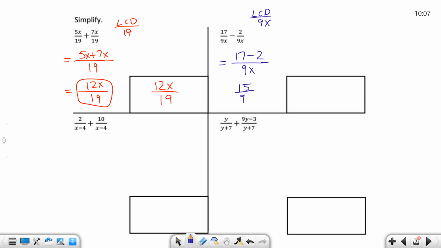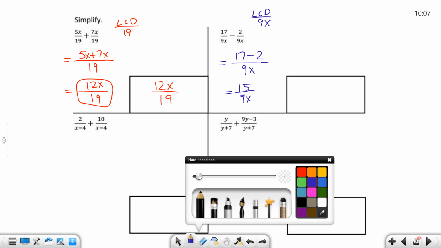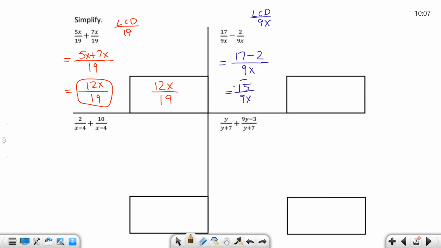15 over 9x. But wait a minute. Because this is one term down here, does 15 and 9 have anything in common? Well, actually, look for that in brown here. Right. So then here, what do they have in common? That's right, 3. So how many times will 3 go into 15? 5 times, and 3 goes into 9 3 times. So this becomes 5 over 3x. And that is now our final answer here.